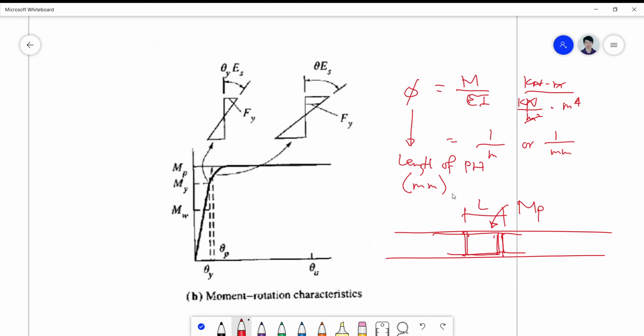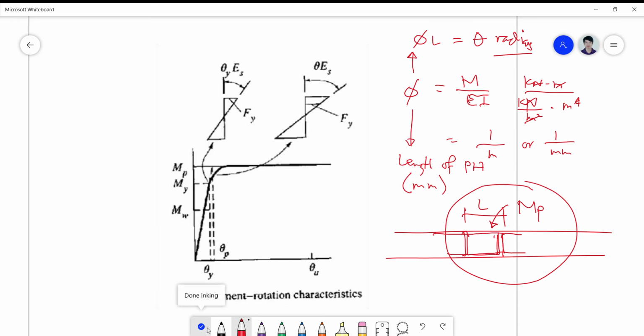L. So if I multiply phi times L, my unit is now your rotation, theta. Millimeter over millimeter, so this is now in radians. Radians is a dimensionless unit. Take note of that. If I expect some plastic behavior happening here, of course it's another topic to let you know how to design such a plastic hinge location.